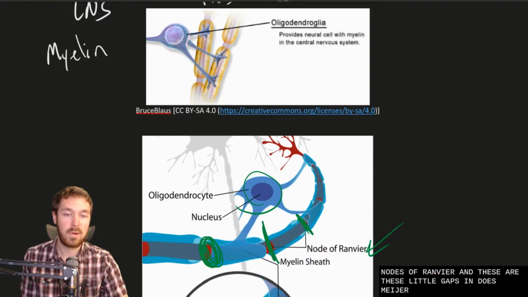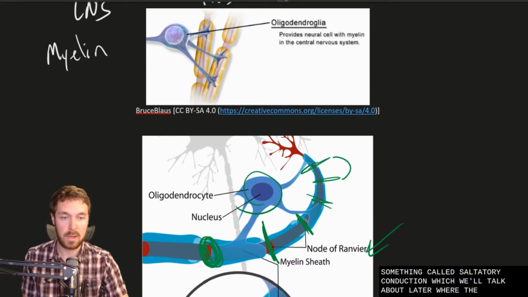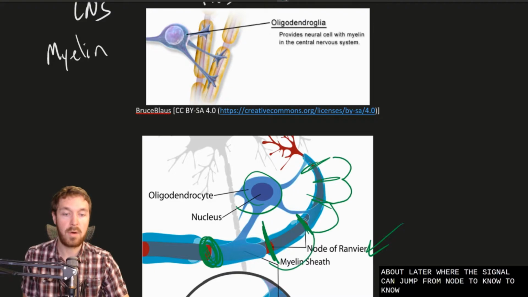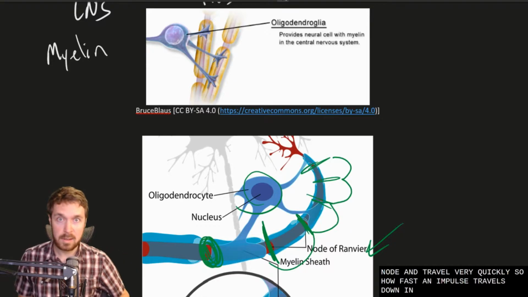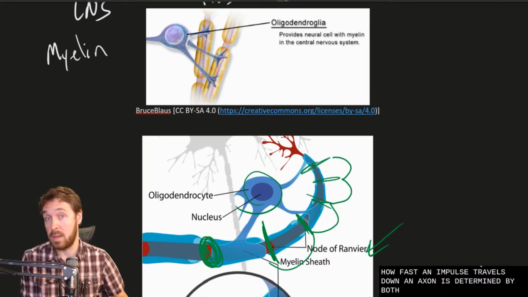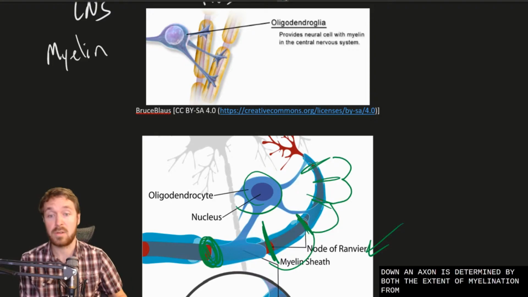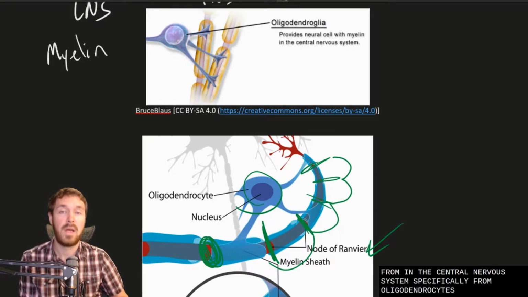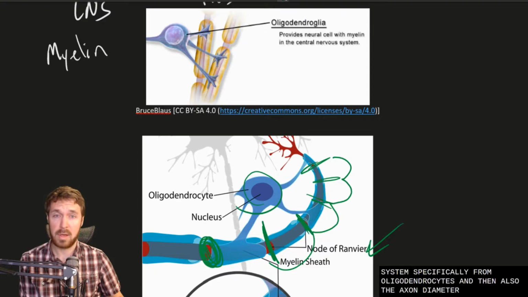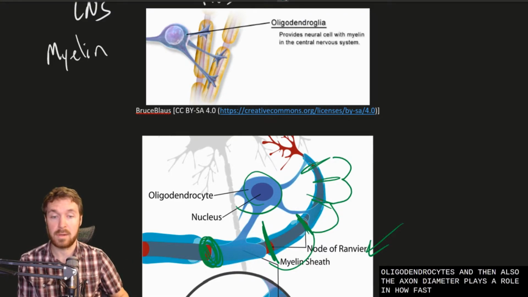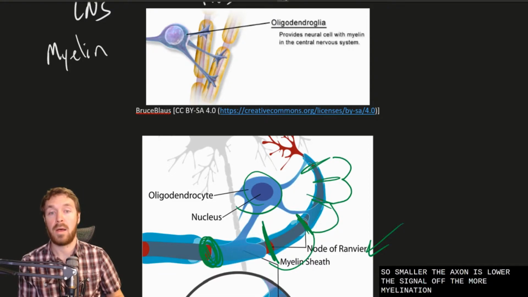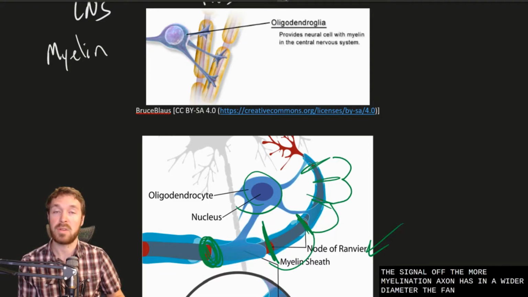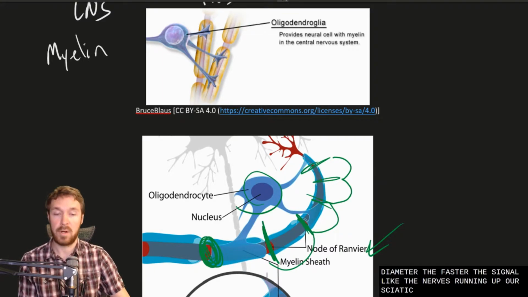And this myelin is really important to do something called saltatory conduction, which we'll talk about later, where the signal can jump from node to node to node and travel very quickly. So how fast an impulse travels down an axon is determined by both the extent of myelination in the central nervous system, specifically from oligodendrocytes, and then also the axon diameter plays a role in how fast the signal travels. So the smaller the axon, the slower the signal; the more myelination an axon has and the wider the diameter, the faster the signal, like the nerves running up our sciatic nerve.